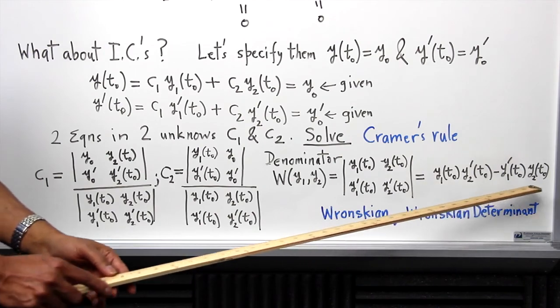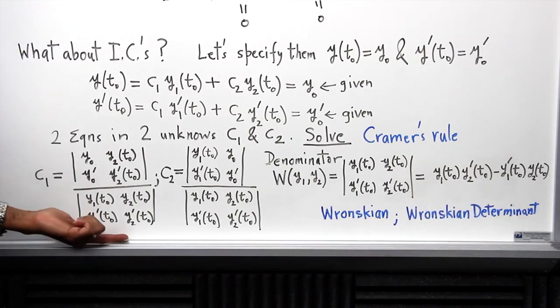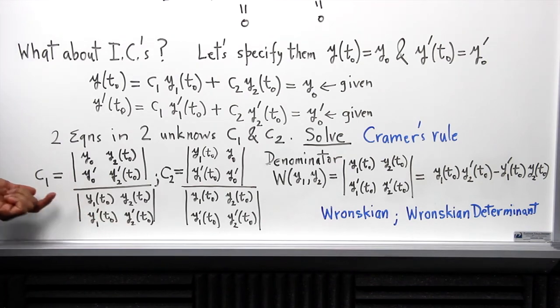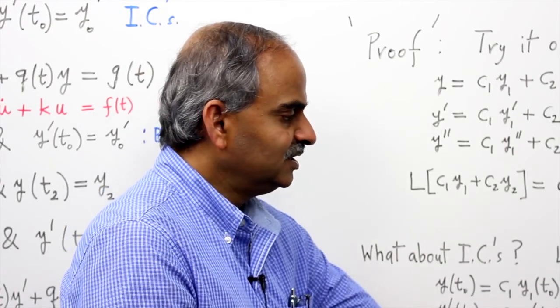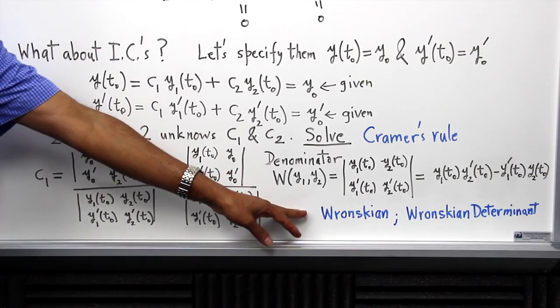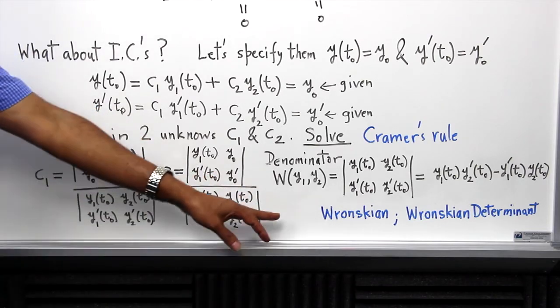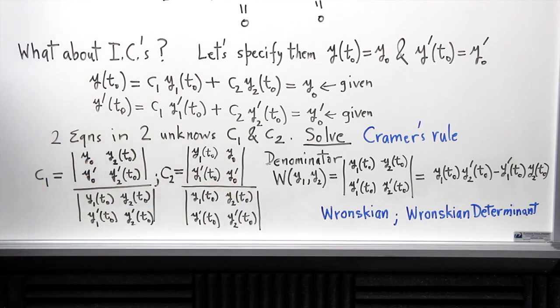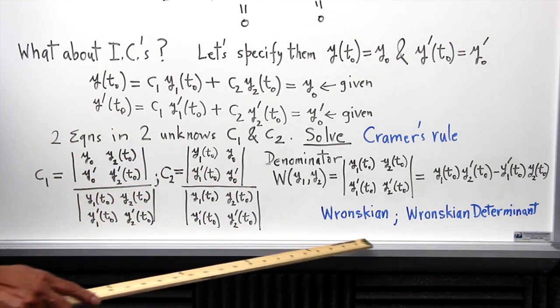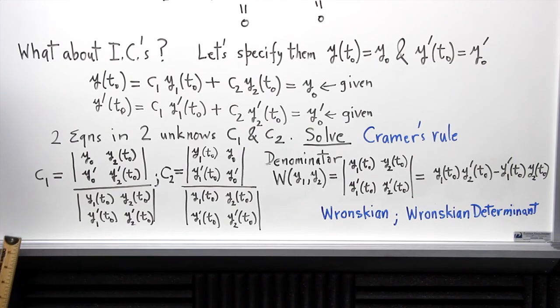So this determinant appears in the denominator, and clearly if this determinant is non-zero, then we can solve the system. We can find the values of c1 and c2 which allow us to satisfy the initial condition. This determinant has a very special name. It was discovered by a mathematician named Wronski, and so it's called the Wronskian determinant, and this will play an important role in our discussion.